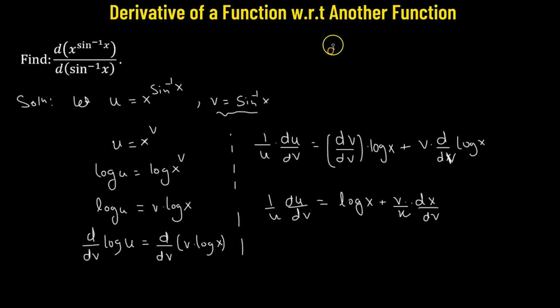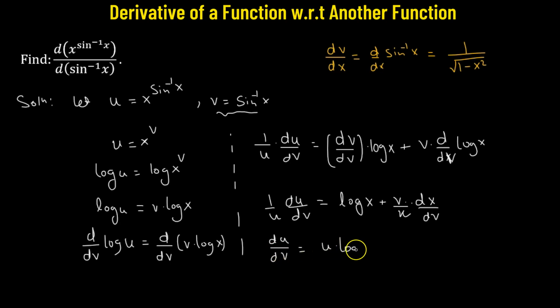So if we take the derivative of v with respect to x, we have to take the derivative of the inverse sine function. The derivative of the inverse sine function, that's a standard result, which is 1 over square root of 1 minus x squared. Now that means in place of dx over dv, that means derivative of x with respect to v, all we have to do is take the reciprocal. Now that means we will get derivative of u with respect to v. So this will be equal to u multiplied by log of x plus u times v divided by x times the derivative of x with respect to v, which will be square root of 1 minus x squared.